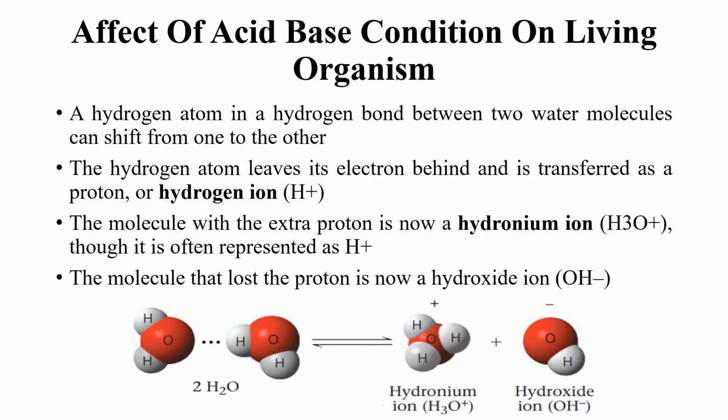Effect of acid-base condition on living things. A hydrogen atom in a hydrogen bond between two water molecules can shift from one to the other. The hydrogen atom leaves its electron behind and is transferred as a proton, a hydrogen ion. The molecule with the extra proton is now a hydronium ion, though it is often represented as H+. The molecule that lost the proton is now a hydroxide ion.